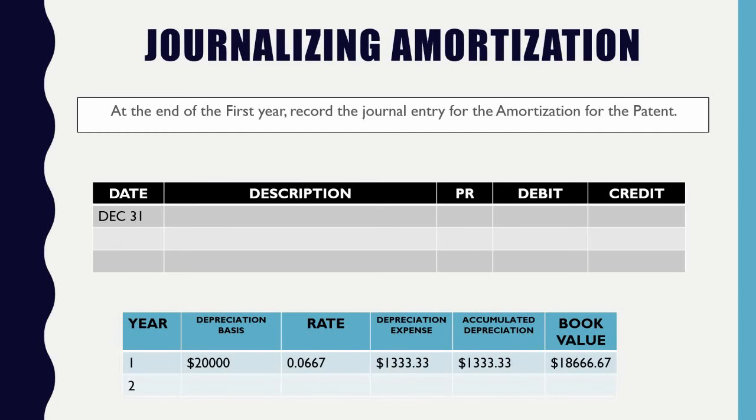And how do I journalize this? Same exact way you would journalize your depreciation. Only difference is you can't use the word depreciation. So, in this case, easy concept once again. Instead, you're going to use amortization expense and accumulated amortization. Straightforward. Any questions?